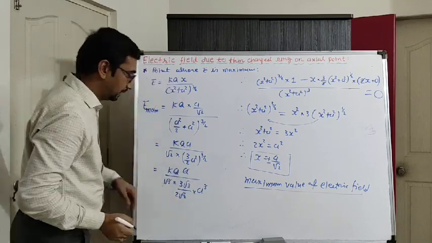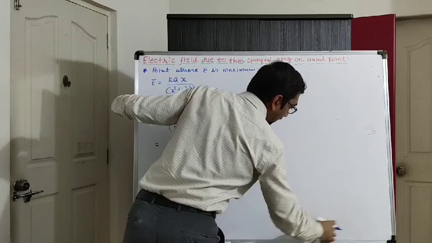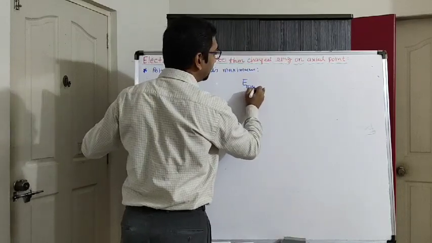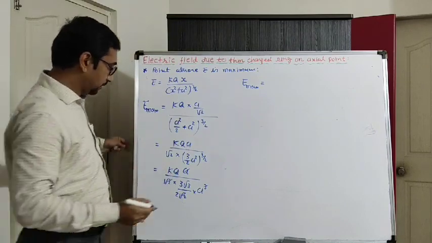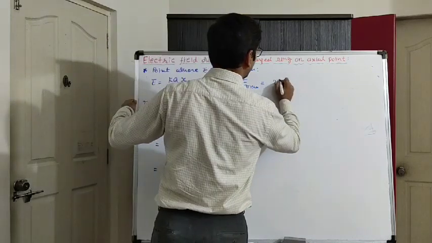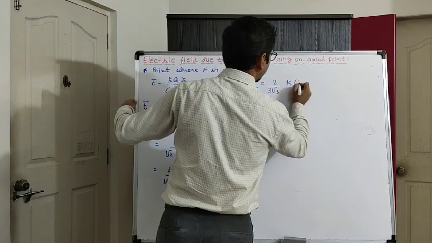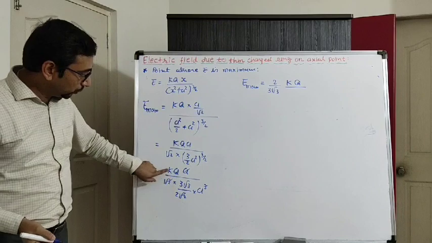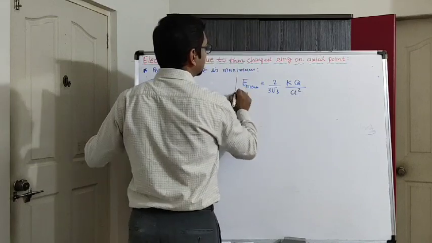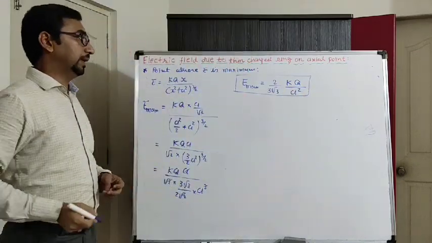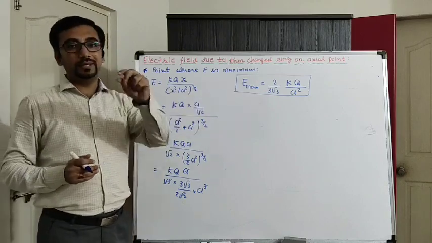Root 2 will get cancelled. So finally our maximum value of electric field will be equal to, this is kq, 2 will be in multiplication, so it is 2kq upon 3 root 3, and in division it is a². So this is the maximum value of electric field. So here we obtained the point where the electric field is maximum. Also we found that value.